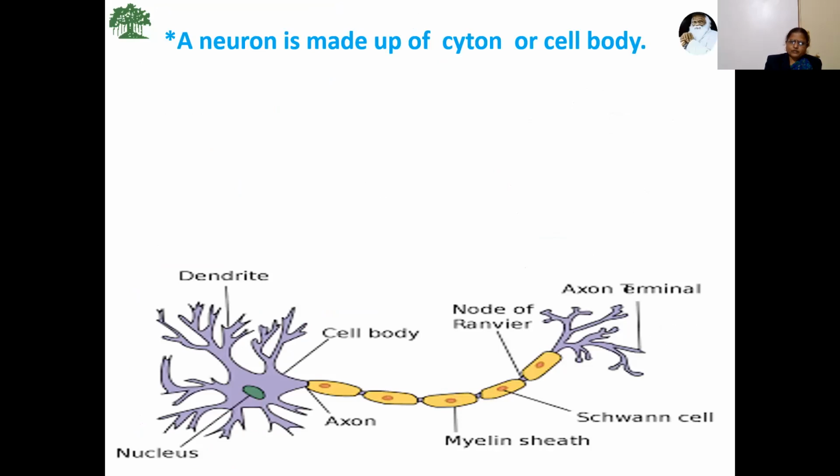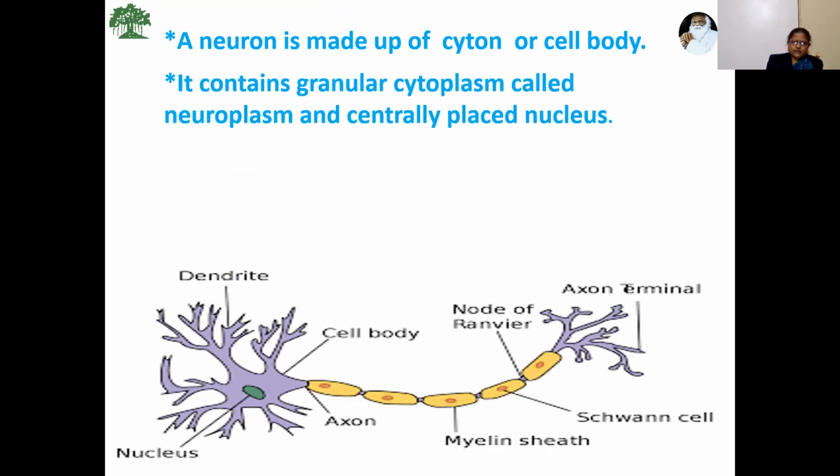A neuron is made up of cyton or cell body. Observe the diagram. Cell body or cyton contains a nucleus at the center. Around the nucleus, the cytoplasm is known as neuroplasm. It shows an axon, an elongated part, which ends in the axon terminal. It contains granular cytoplasm called neuroplasm and a centrally placed nucleus.